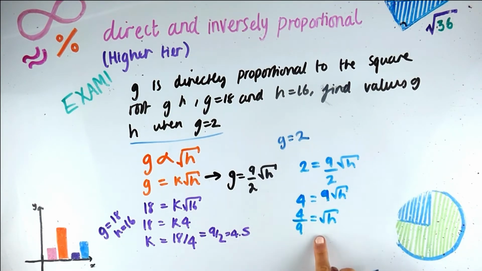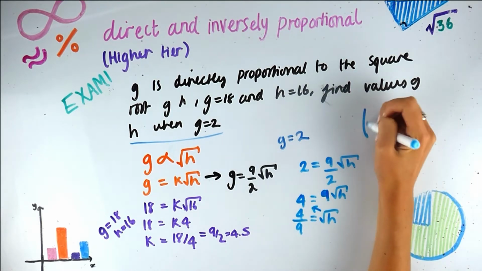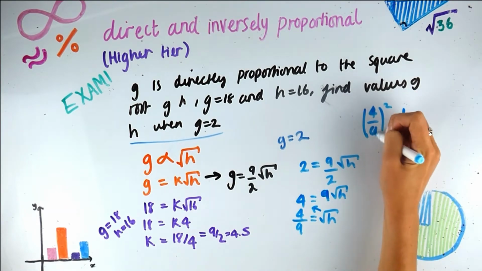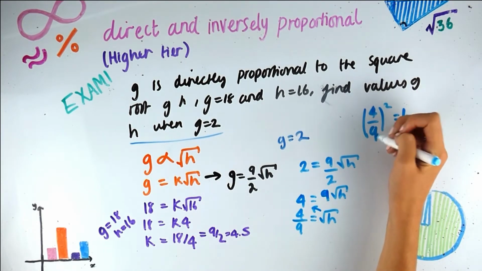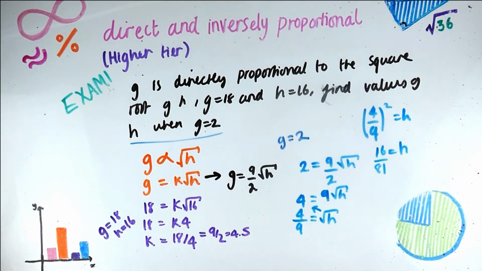So we don't want square root of h, we want h. So the inverse operation of square root is squared, so we do 4 over 9 squared equals h. From the power rules, when you do this, you square the top and the bottom, so you have 16 over 81 equals h. So let's do another one.